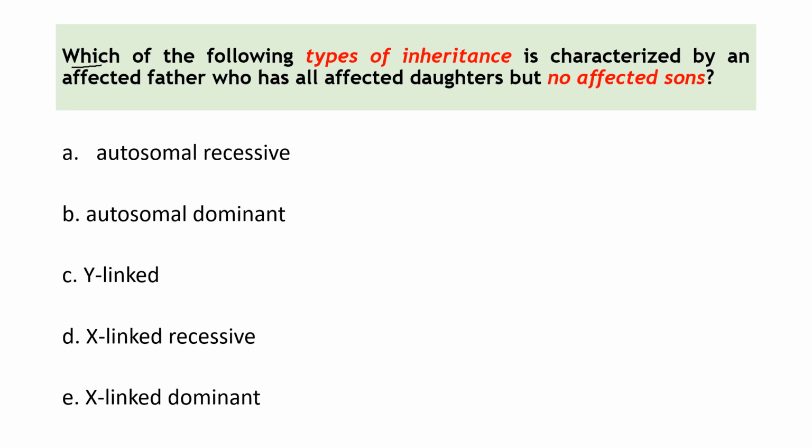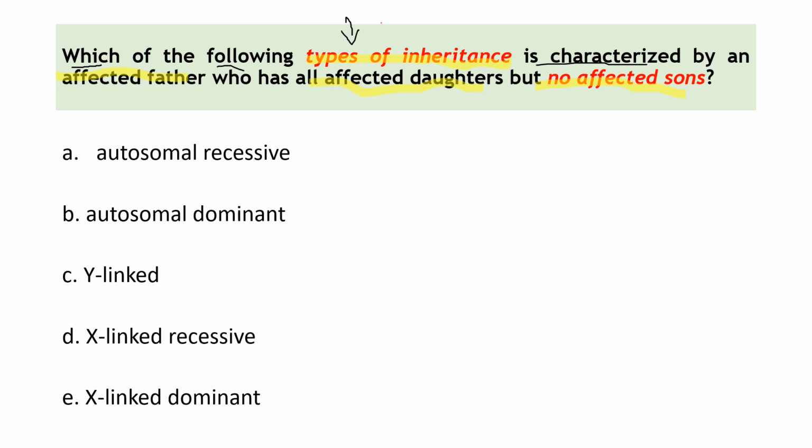So which of the following types of inheritance, let's highlight here with yellow, this is a key part of the question. They're asking for the type of inheritance, this is the question. And they are asking which is characterized by, and here they give you another important piece of information, an affected father who has affected daughters but not affected sons.